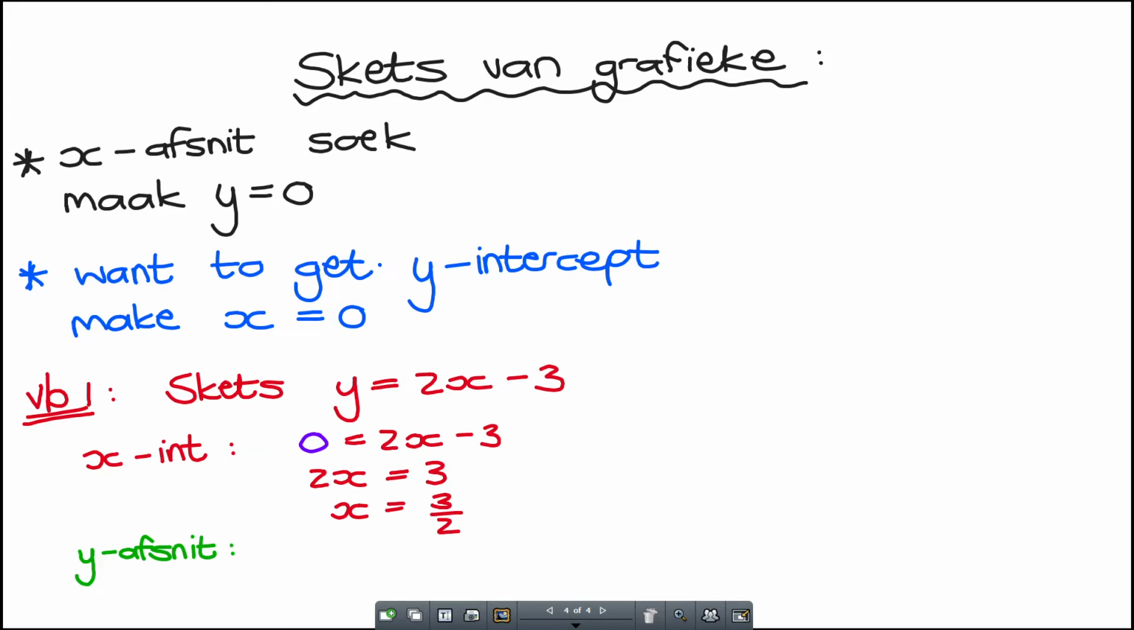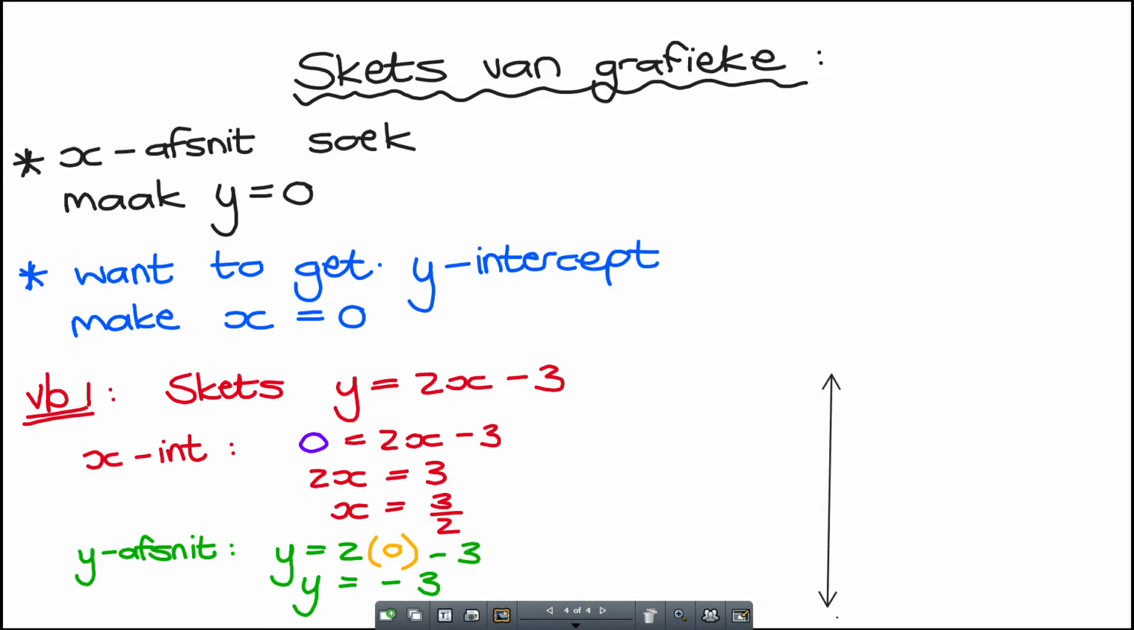Okay, how do we do that? We make x 0. So I'm going to have y is equal to 2, but then instead of x, I have 0. En dit beteken dat y gaan gelyk wees aan minus 3. You guys good with that? Okay, so kom ons gaan teken gou daai grafiek.